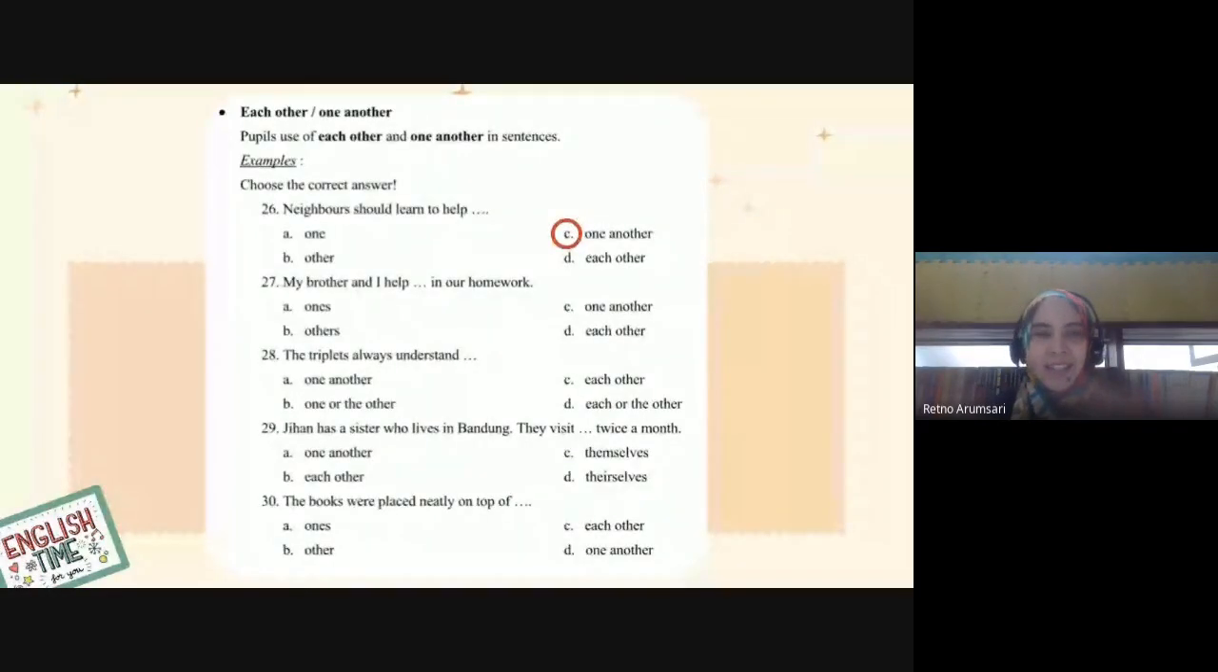Nabil Faris, yes. Number 27. Each other. Yes, that's right. My brother and I help each other in our homework. There are two people, my brother and I. Thank you, Nabil. Next, number 28.